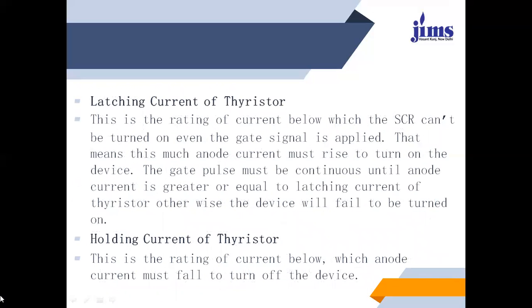Next will be the latching current of the thyristor. This is the rating of the current below which the SCR cannot be turned on even if the gate signal is applied. That means this much anode current must be reached to turn on the device. The gate pulse must be continuous until the anode current is greater than or equal to the latching current of the thyristor. Otherwise, the device will fail to turn on. Next parameter is the holding current of the thyristor. This is the rating of current below which the anode current must fall to turn off the device.